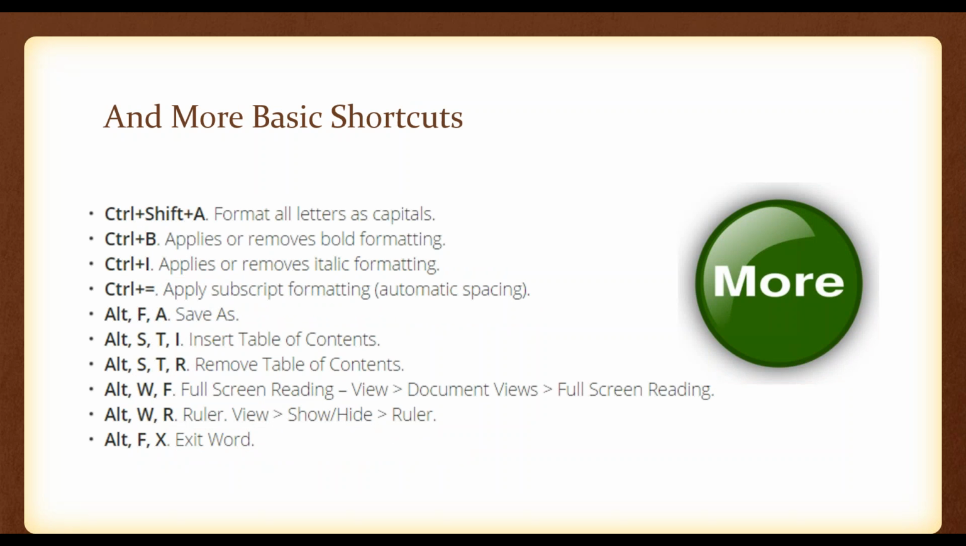Now we get a little bit more complicated when we start adding other keys. Control Shift A formats all letters as caps. That's awesome. That saves you from going all the way up to your ribbon and clicking on that with your mouse after you have highlighted everything. So this is just a crazy good shortcut for a lot of reports.